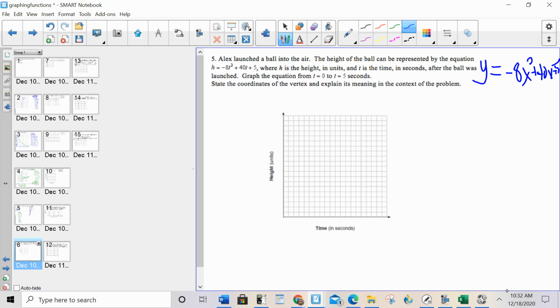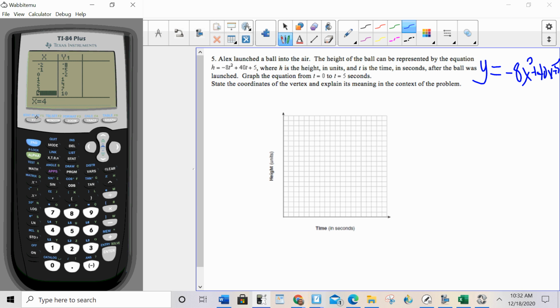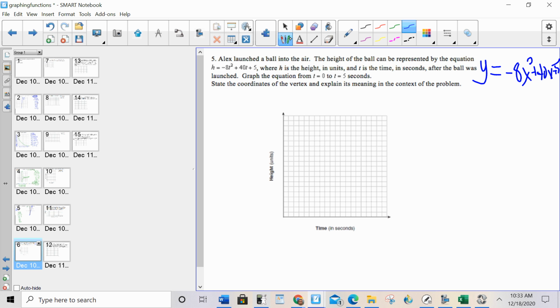So I'm going to go to my calculator. Y equals -8x squared plus 40x plus 5. I'm going to start with zoom 6. That's not very good. Now, if I look through the question, though, it's telling me that it wants me to graph from t equals 0 to t equals 5.